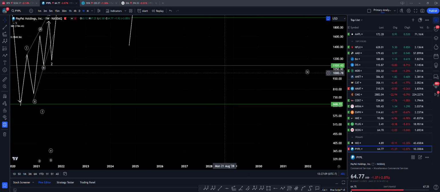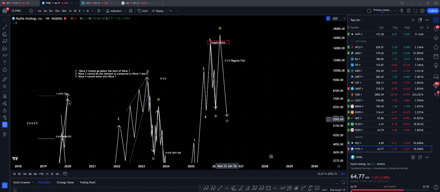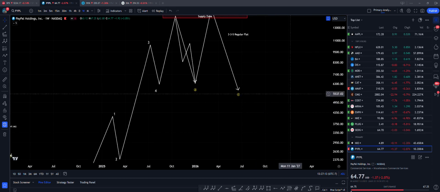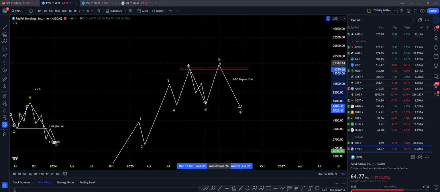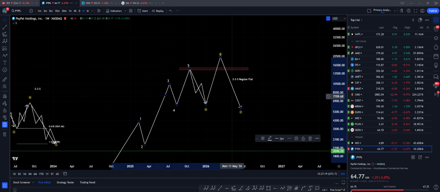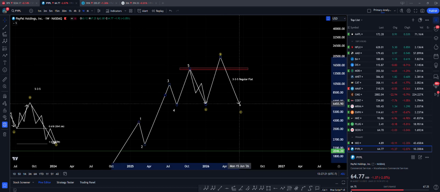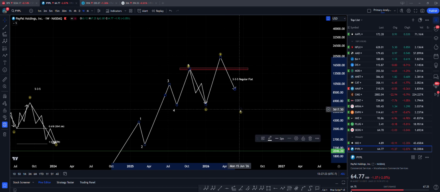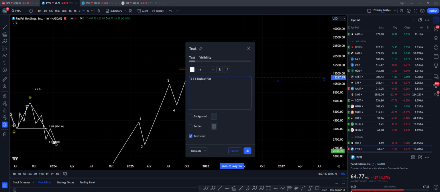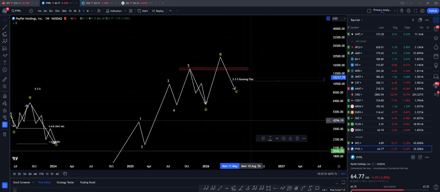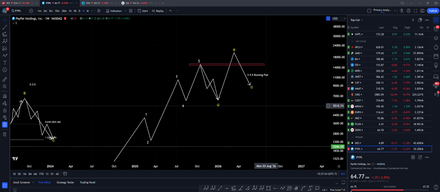Now, going back here, there is a third category for the flats. Again, all are 3-3-5, but in a third category, the B goes above, but the C does not come to the level of A or below. It just halts in between. It's again a 3-3-5, but it's called a running flat, right? Running flat, basically it's nothing.